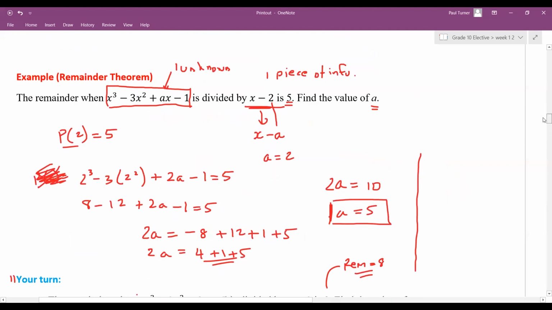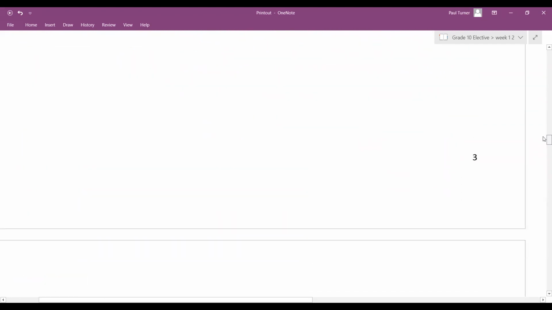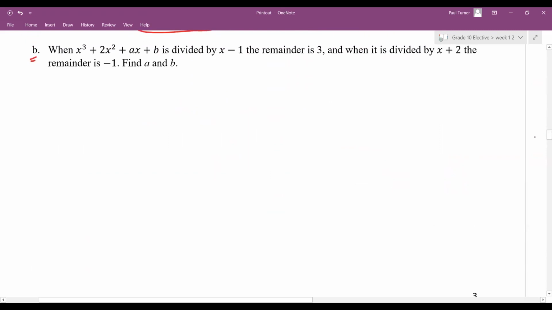Part B. Okay, is there any more? Oh, that's factor theorem. So if we finish a bit early, I might make up some random question that you can practice.